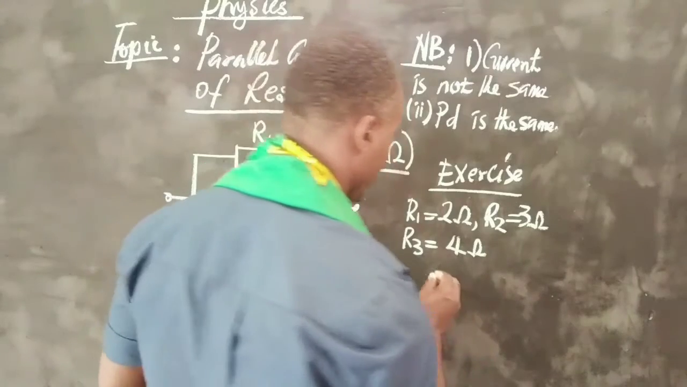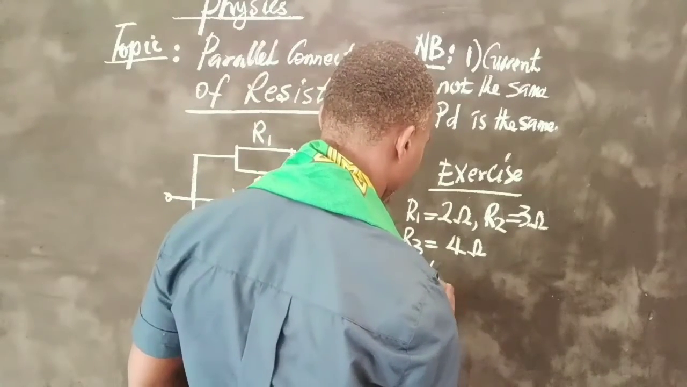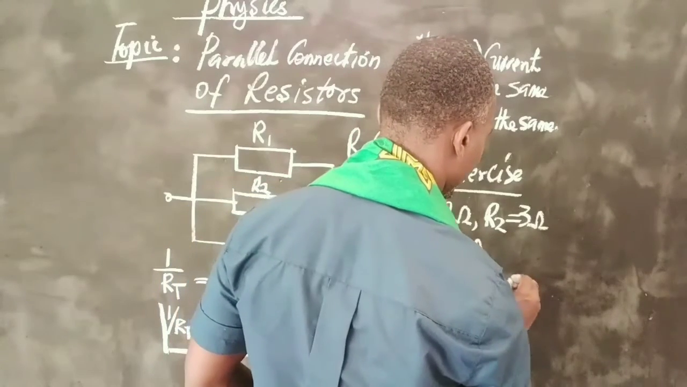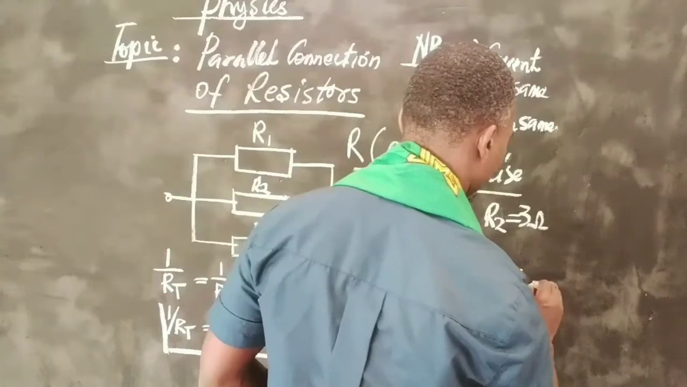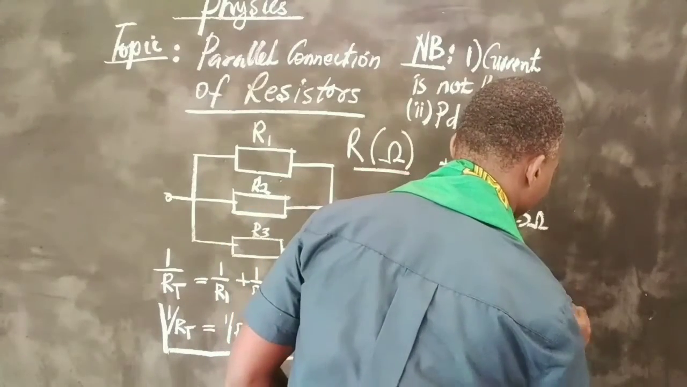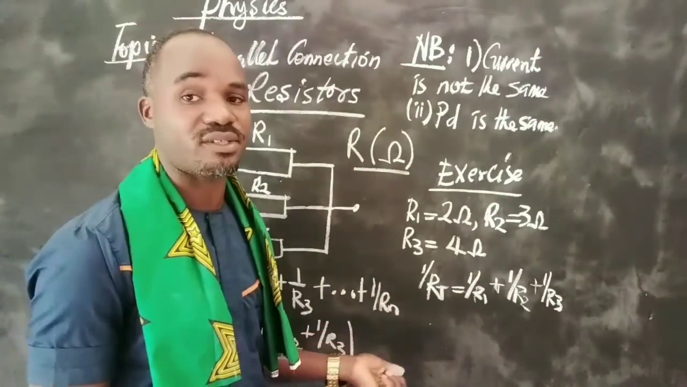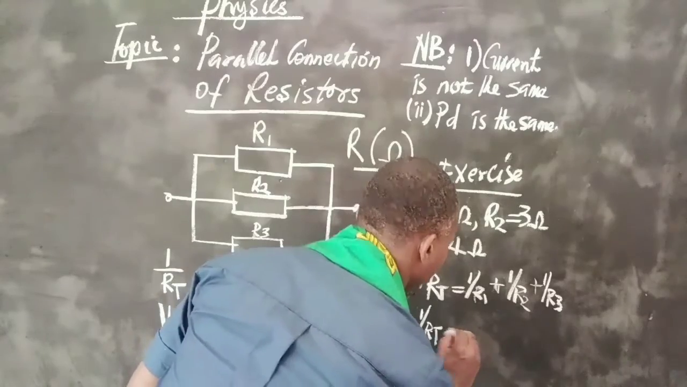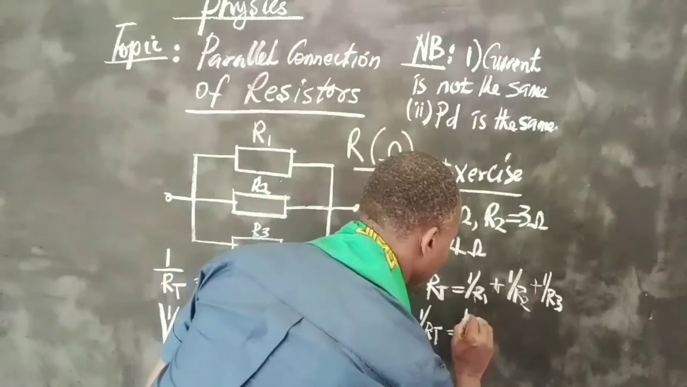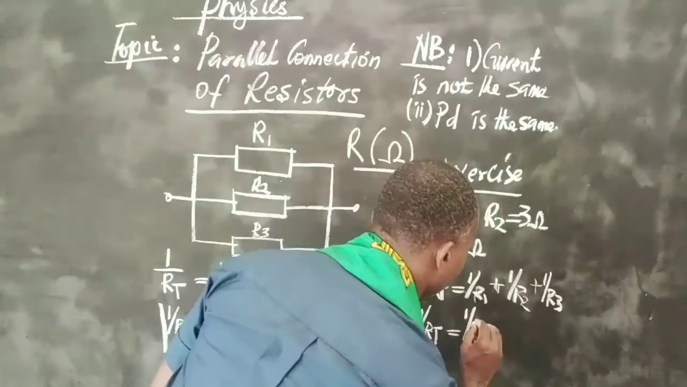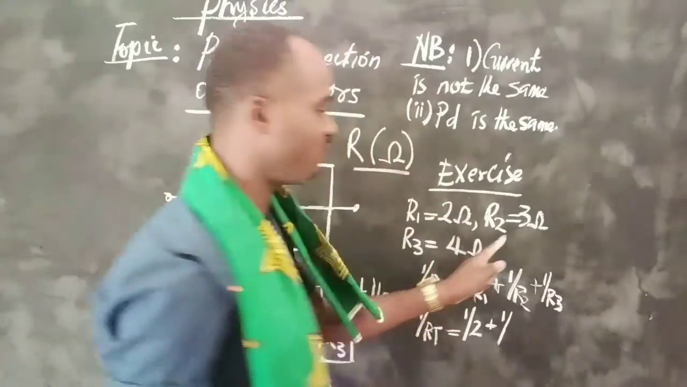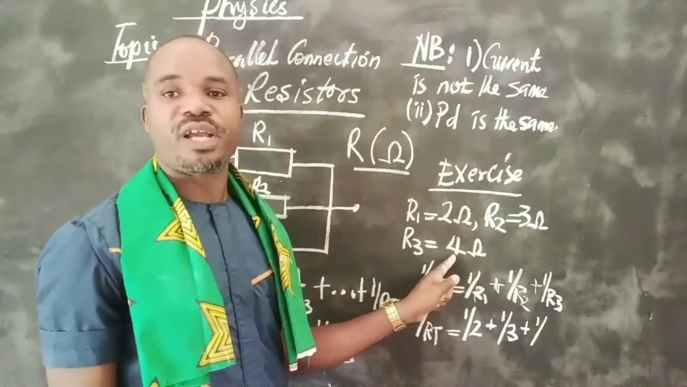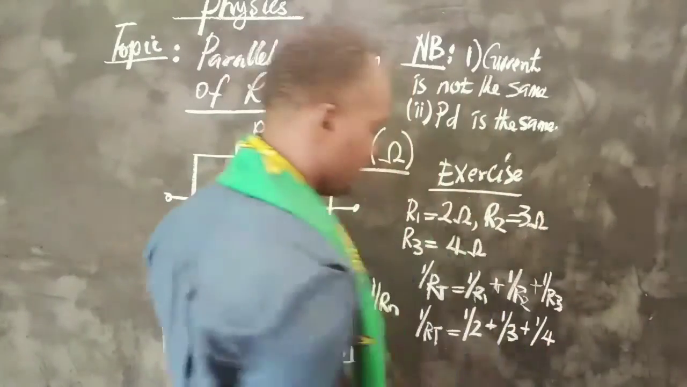The formula remains 1 all over RT is equal to 1 all over R1 plus 1 all over R2 plus 1 all over R3. We are going to stop at R3 because we have only 3 resistors in the circuit. We now substitute their values accordingly. 1 over RT is equal to, for R1, 1 all over 2 ohms. For R2, 1 over 3 ohms. Then for R3, we have 4 ohms.